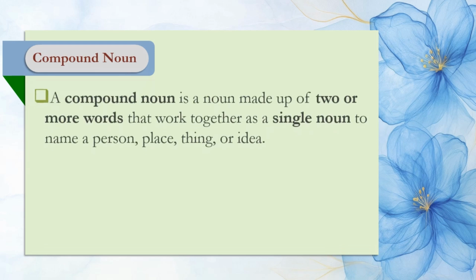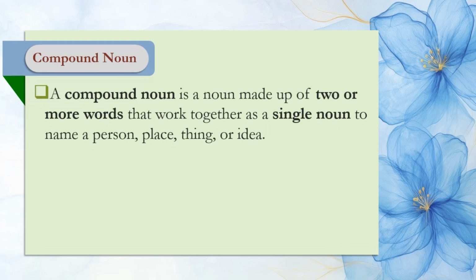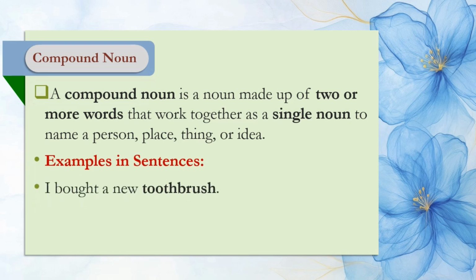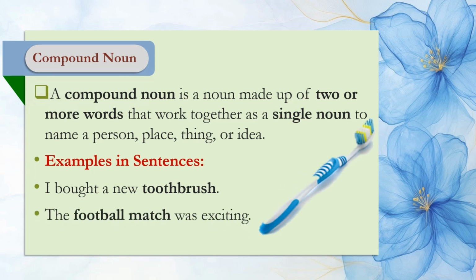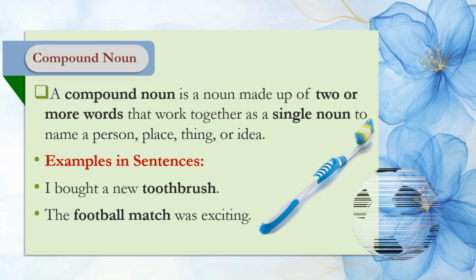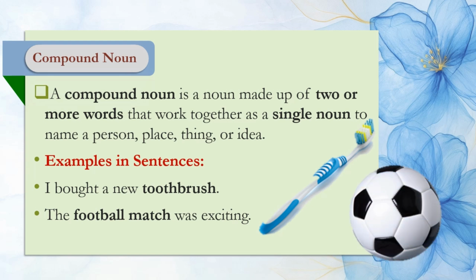Let's look at compound nouns. These are special nouns formed by combining 2 or more words together to create a single meaning. They name people, places, things, or ideas as one unit. For example, I bought a new toothbrush. Here, tooth and brush combine to form one object. The football match was exciting. Football and match work together as one event.